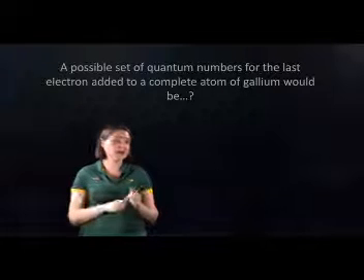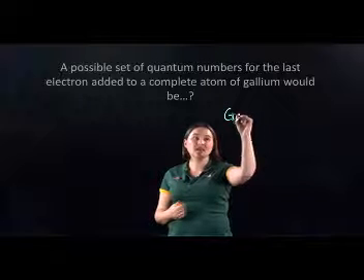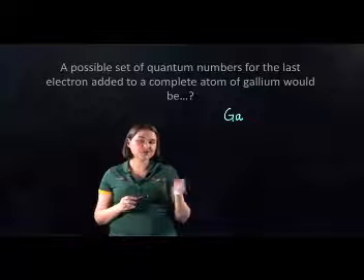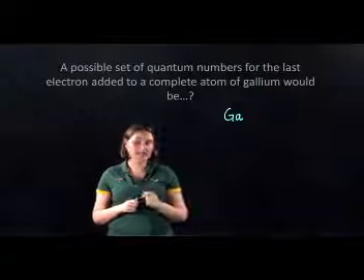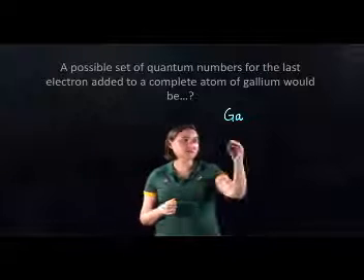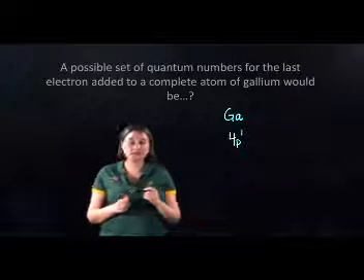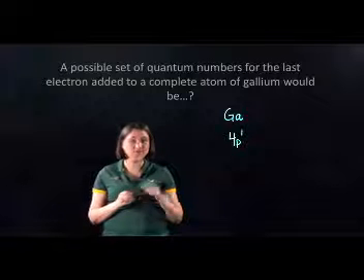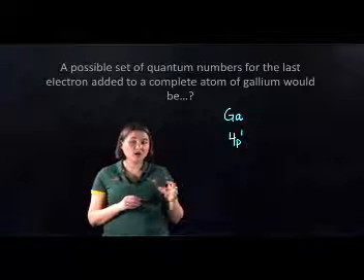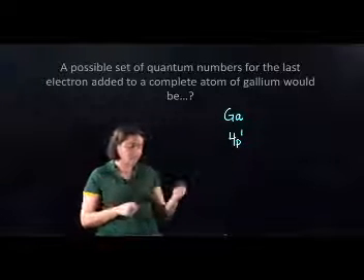All right, so what if you had gallium, which is Ga, and you had to tell me the quantum numbers for the last electron added to an atom of gallium? Well, first you'd have to figure out where gallium is, and you would see that its very last electron would be the 4p1 electron. So it's the first electron in a p orbital. You can get all of your quantum numbers from this 4p1 configuration.